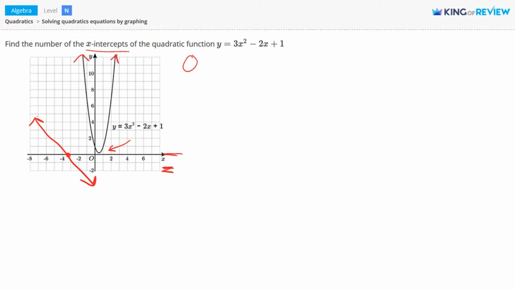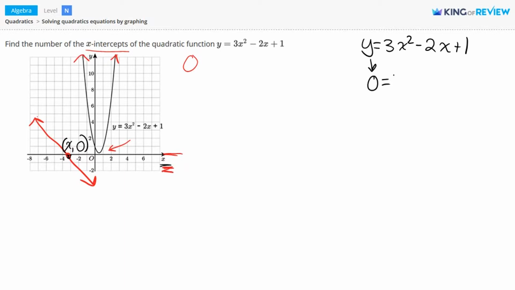Well, we can also solve this problem algebraically. We have our equation y equals 3x squared minus 2x plus 1. Let's think about this x-intercept, a point right here. The y-coordinate of an x-intercept is 0 because when a graph touches the x-axis, the y value of that point is 0. So this point here would have some x-coordinate, but the y-coordinate would be 0 because this point is on the x-axis. So let's set y equal to 0 and solve for x.